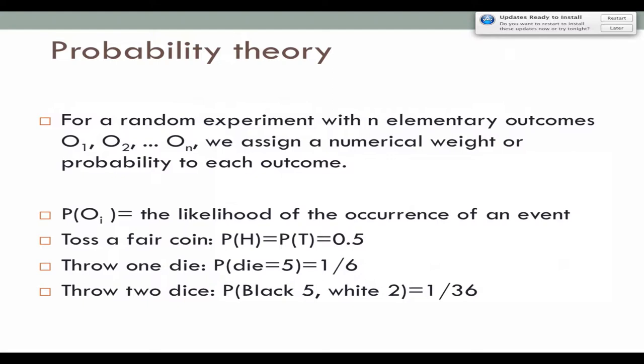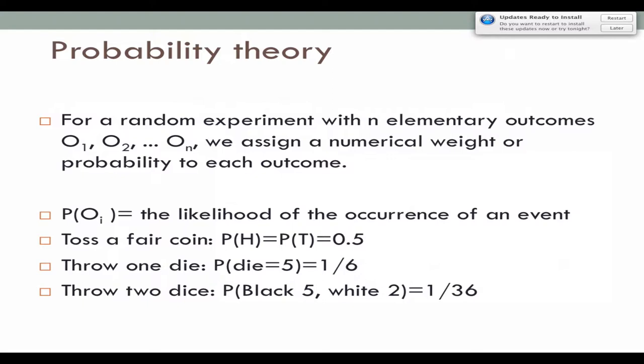For the other example, throw one die, we know there are six equally likely outcomes, 1, 2, 3, 4, 5, 6. Then for each one of them, the probability of it happening is 1/6. For throwing two dice, because we have 36 outcomes, for each elementary outcome showing up, the probability is 1/36. So we define the probability of one elementary outcome as the likelihood of the occurrence of this event. Is that clear?